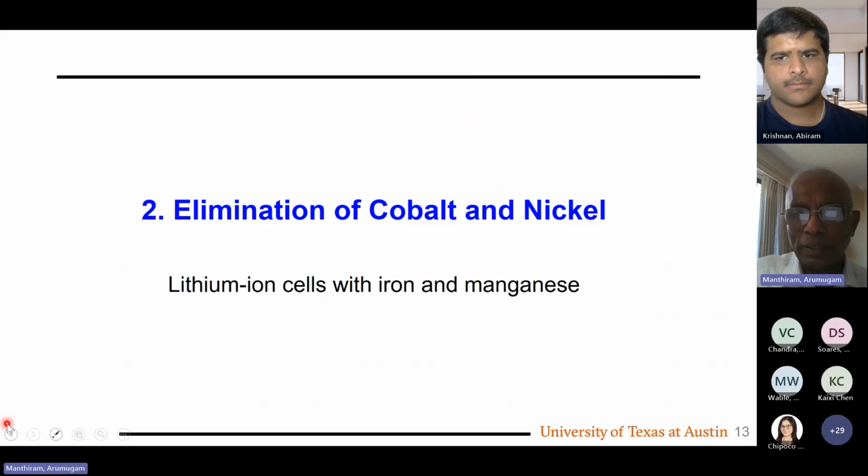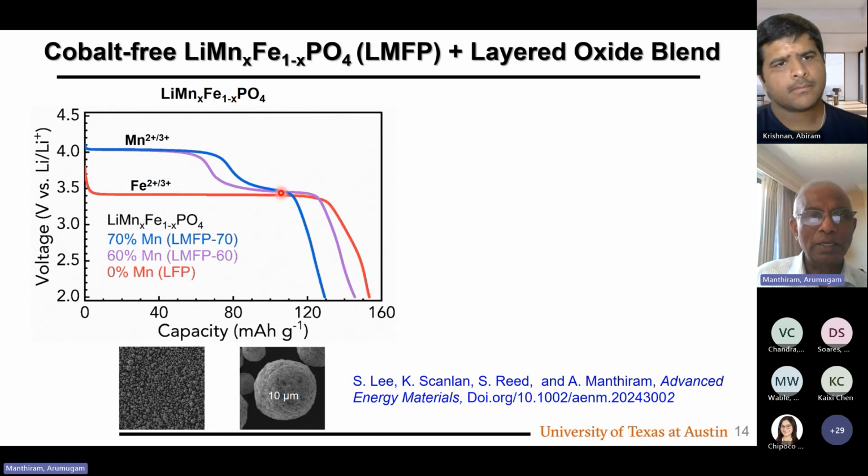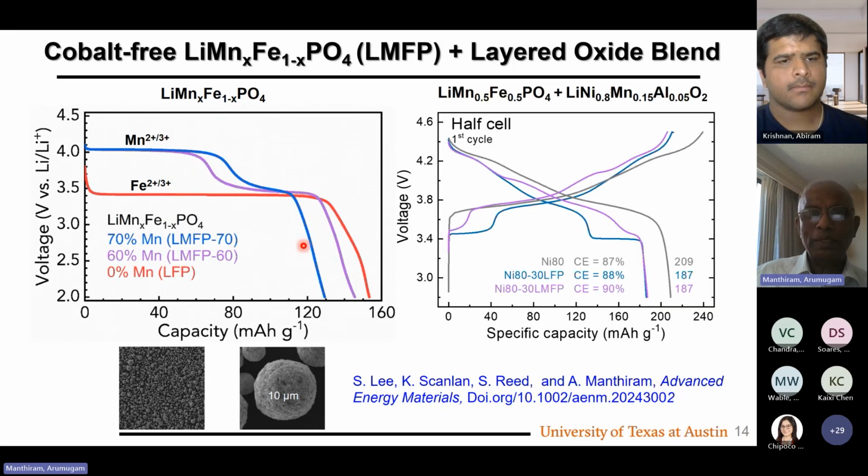Next is elimination of cobalt and nickel. There, lithium iron phosphate, for example, is 3.6 volt, very flat. There is no cobalt, no nickel. This is lithium manganese iron phosphate. The manganese redox is at 4 volt. Iron redox is at 3.4 volt. So you have a break. You can make it with 60% manganese in this material or 70% manganese in that material. You see those two curves. But the energy density will be lower, with a lower operating voltage.